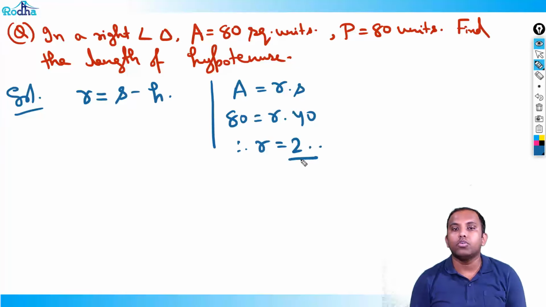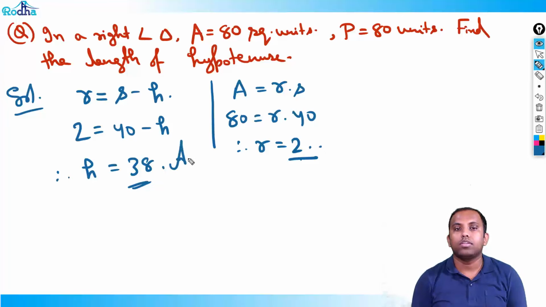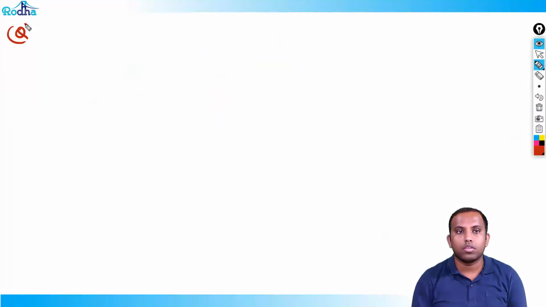So if you get R equal to 2, you can place this R as 2 here. What is the semi-perimeter? 40. So what is the hypotenuse? The hypotenuse becomes 38. So 38 is the answer for this question. Right. So it's a good question. You know this basic funda. That's it. Okay. Next question.